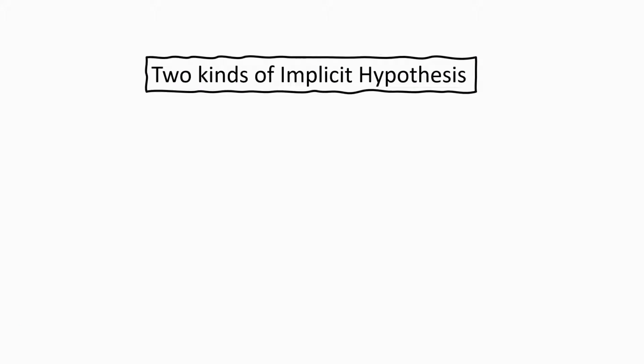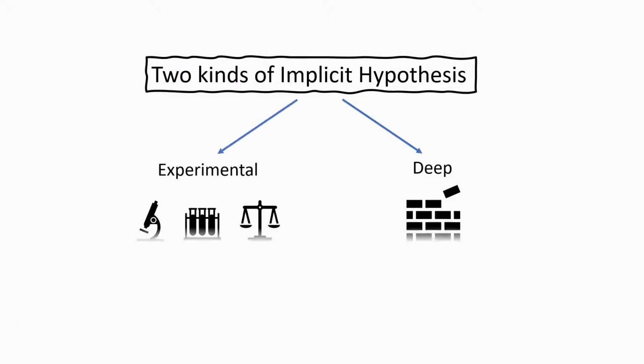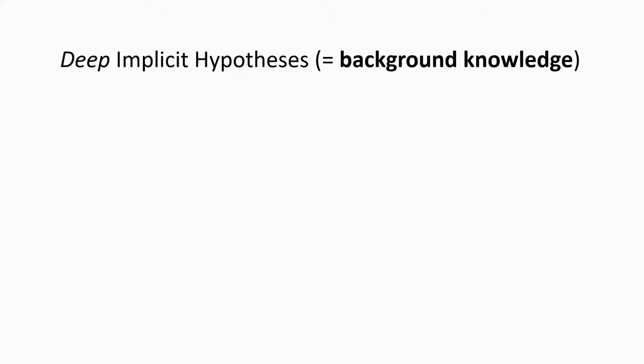The two kinds of implicit hypotheses are experimental and deep. The experimental implicit hypothesis is associated with the experiments we're doing. It is ultimately tested in the work that's underway. The deep implicit hypothesis is part of the foundational assumptions that go into the work that we take for granted. We assume them to be true, but we're not testing them at the moment.